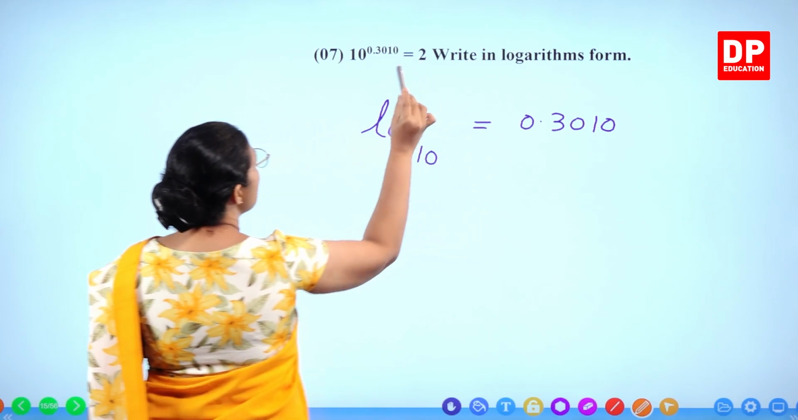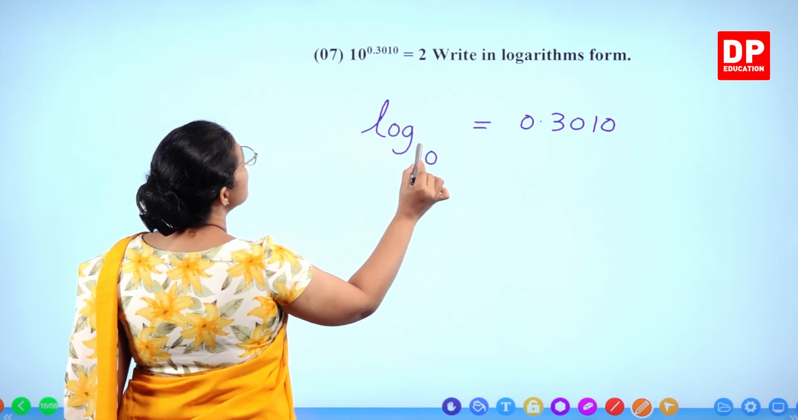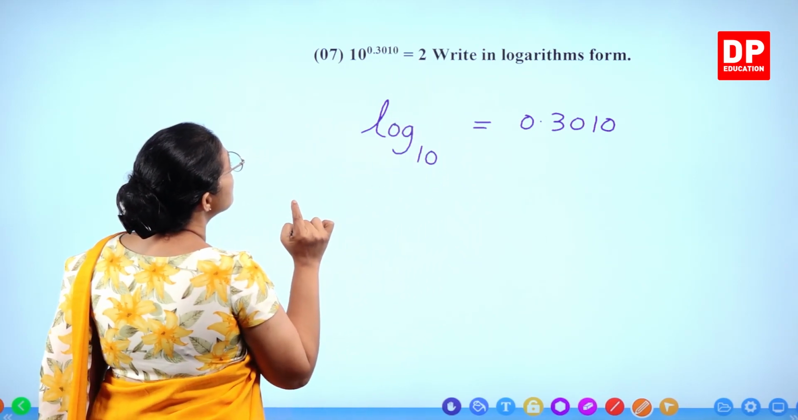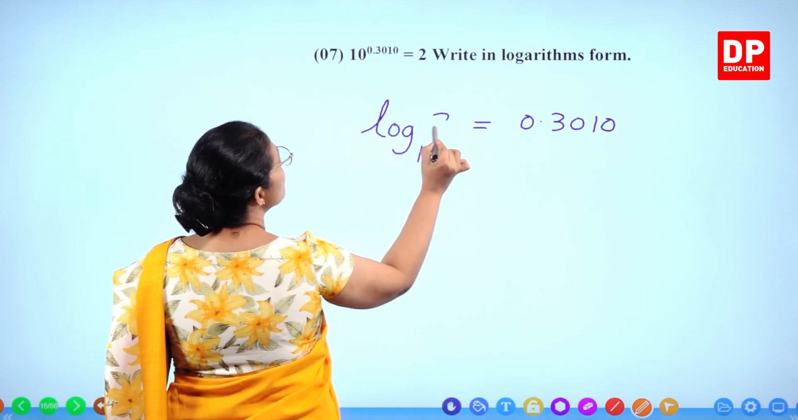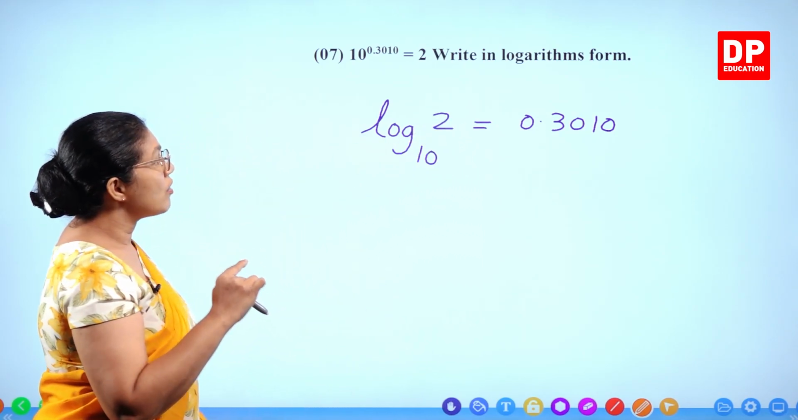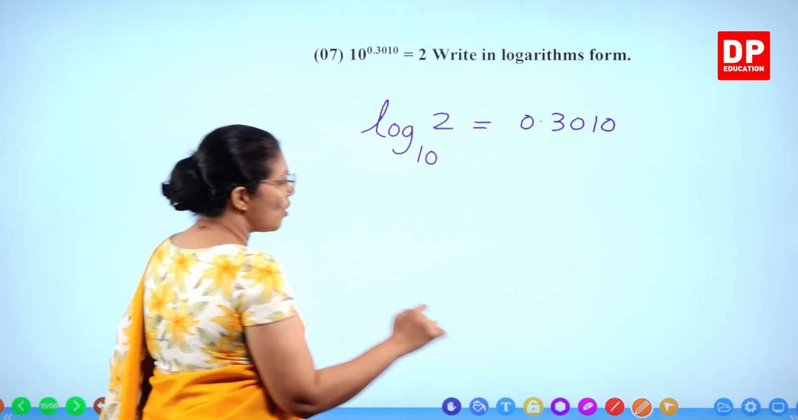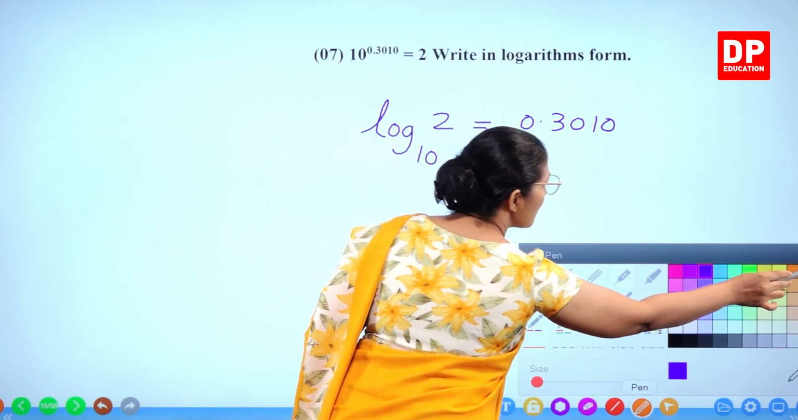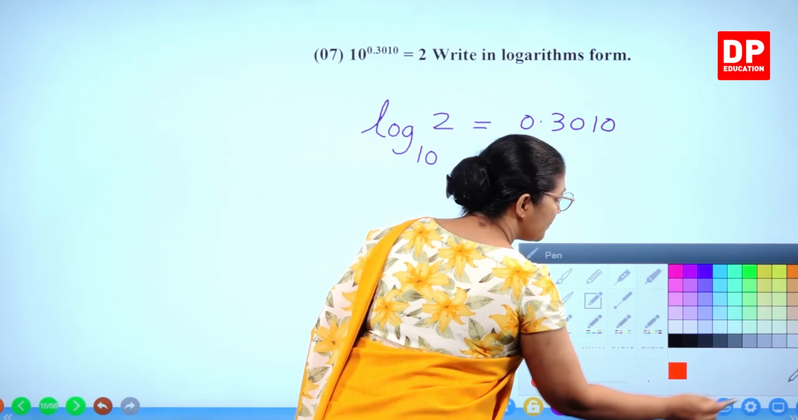Index is 0.3010. What is the number? So 10 to the power of this is 2. So the number goes here. Log base 10 of 2 is 0.3010. So you get 2 marks for that.